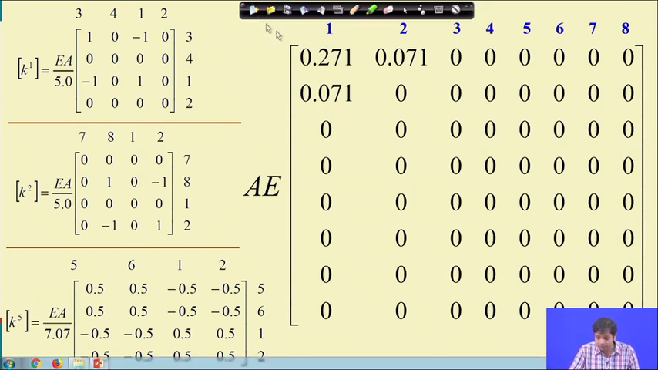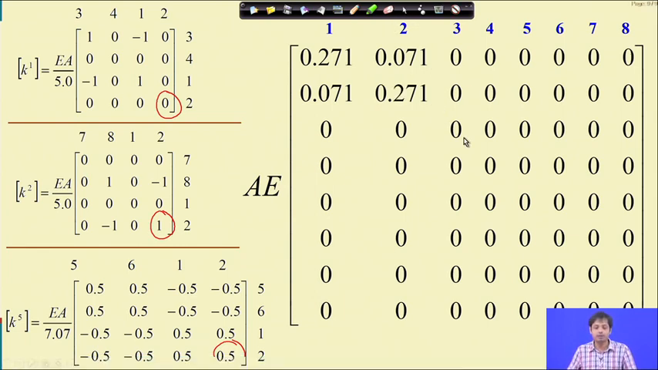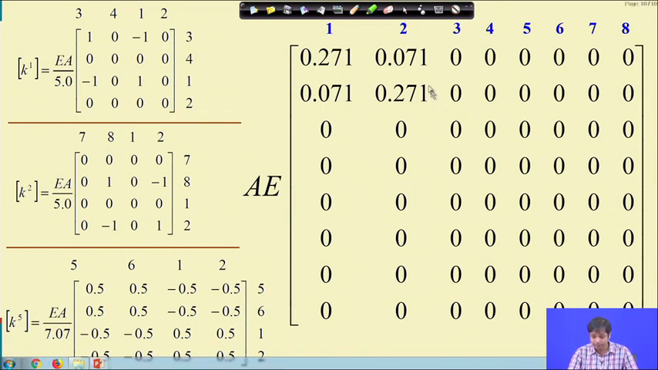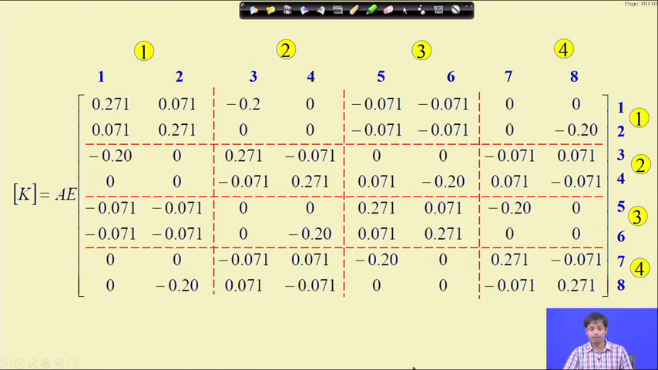Now let us find out the last one, which is 2 2. We have here 2 2, and then this is 2 2, and similarly there also we have 2 2. Now if we add them, then the final expression for 2 2 will be this. Similarly, we can do this exercise for all the joints and all the degrees of freedom, and if we do that, your final stiffness matrix will be like this. Okay. So this is the first block.